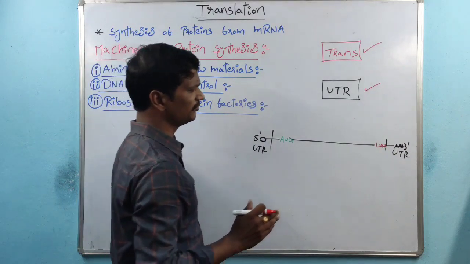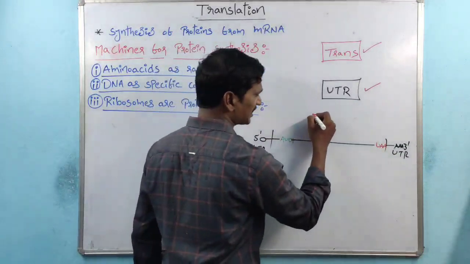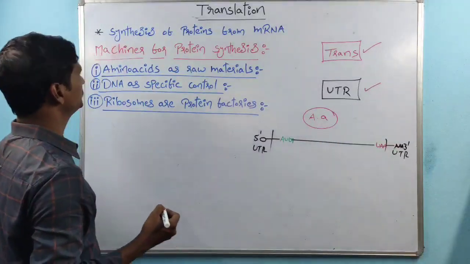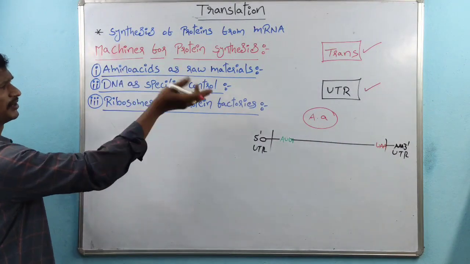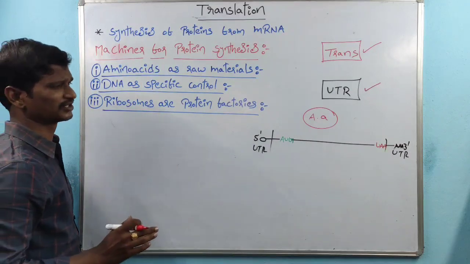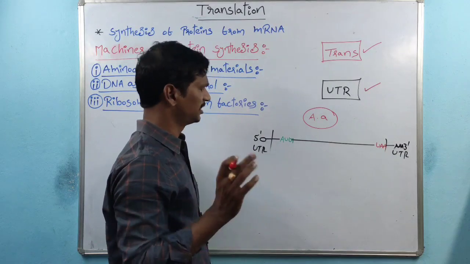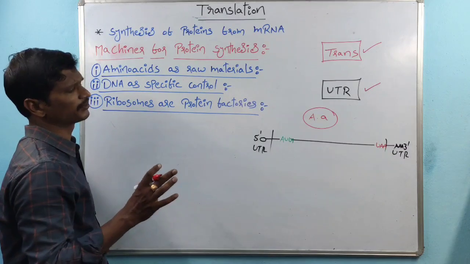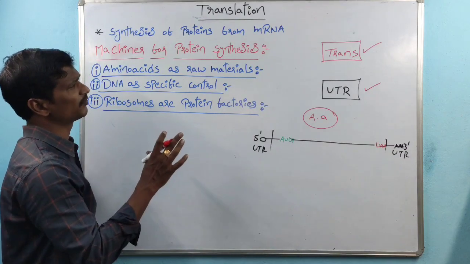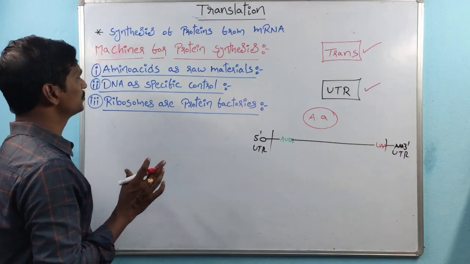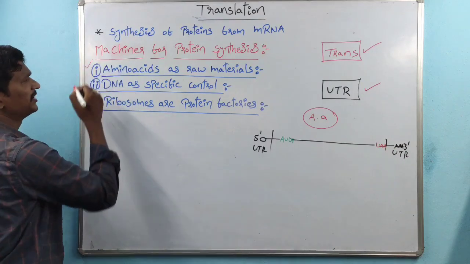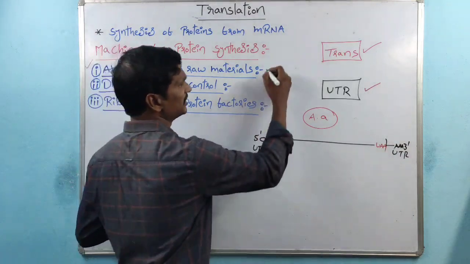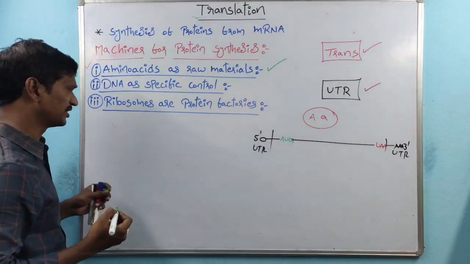Synthesis of proteins especially requires amino acids. Before discussing the amino acids, let us see the machinery for protein synthesis. Some biological components present within the cell are required for protein synthesis. The very first one: amino acids are the raw materials for protein synthesis.